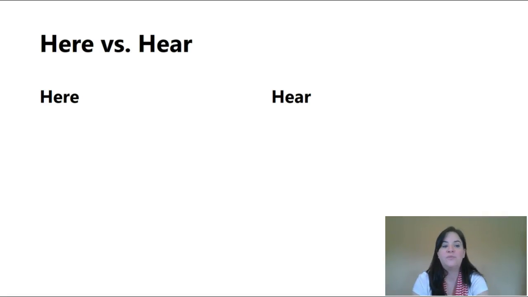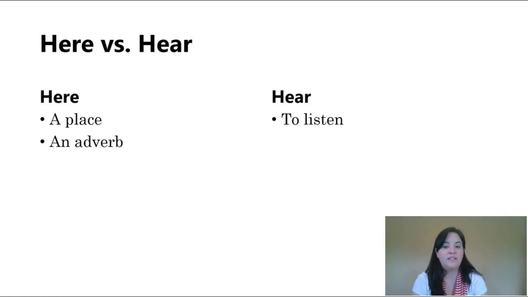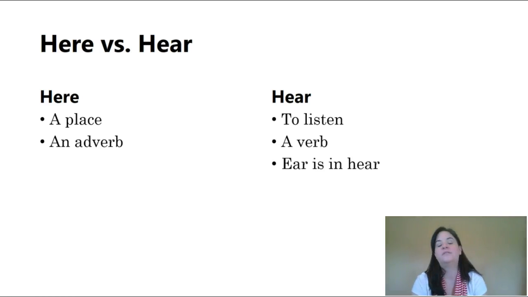Then we have the two ways to spell the word here. Here, H-E-R-E, means a place. It's an adverb. Here, H-E-A-R, means to listen, and it's a verb. You can remember this by remembering that the word ear is in the word hear, H-E-A-R, and so that's the one that means to listen.